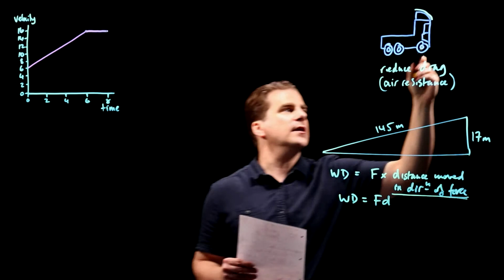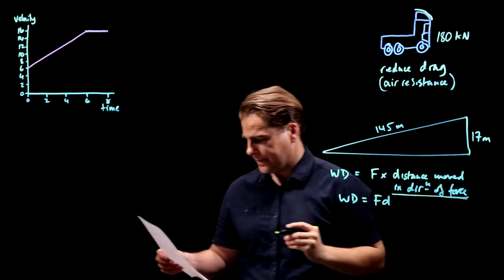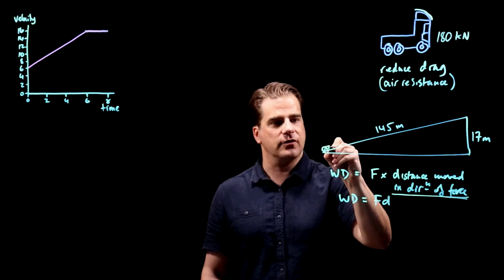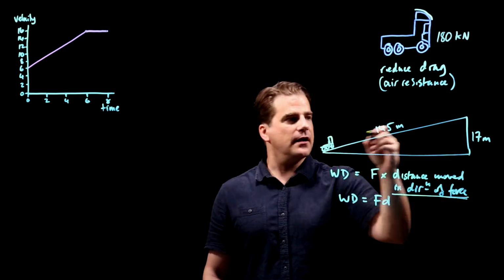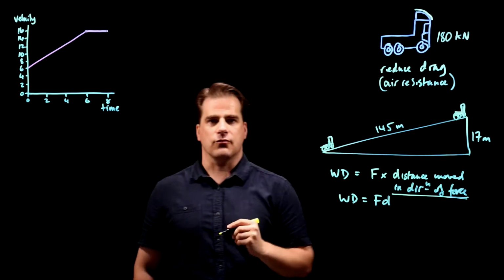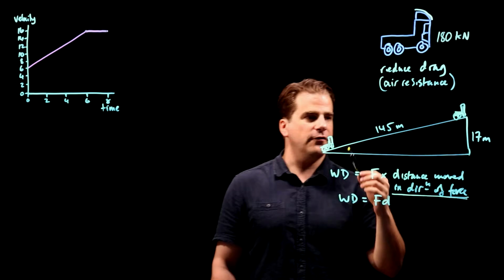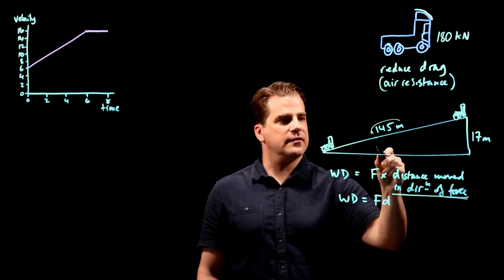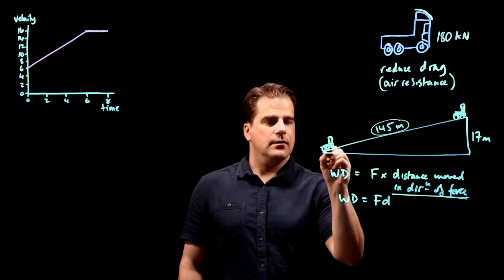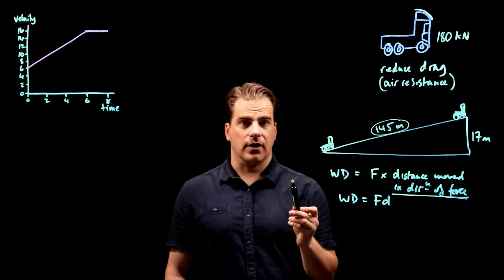So we're told that this lorry weighs 180 kilonewtons. Calculate the work done against gravity in moving to the top of the hill. So the lorry starts off here, and it drives up to here. Don't be fooled by this number here. That's a red herring. You don't need it. It doesn't matter how far the lorry is traveling horizontally.